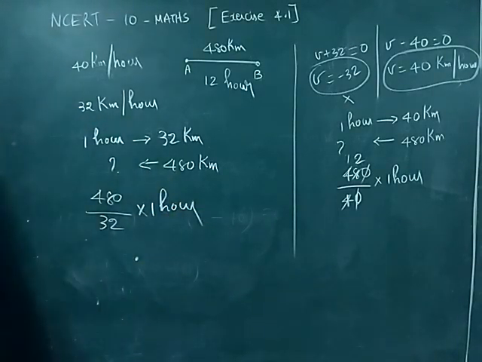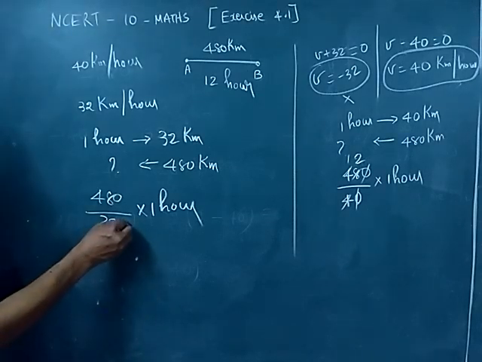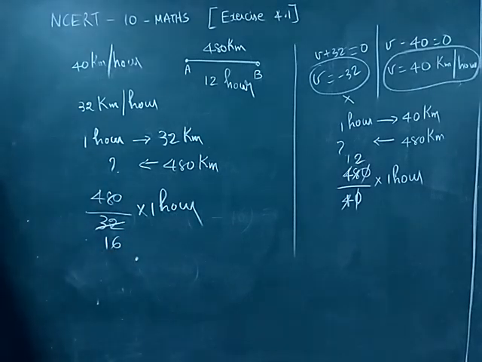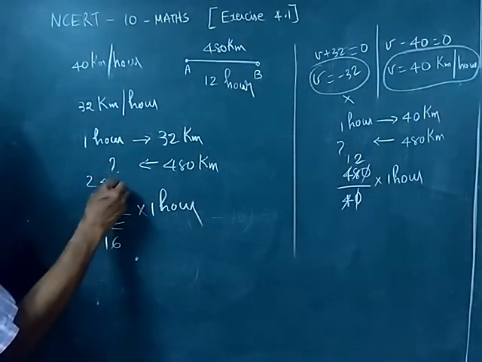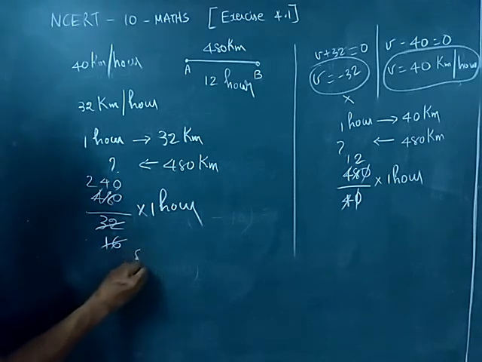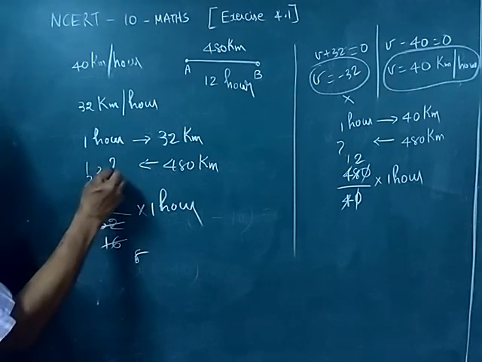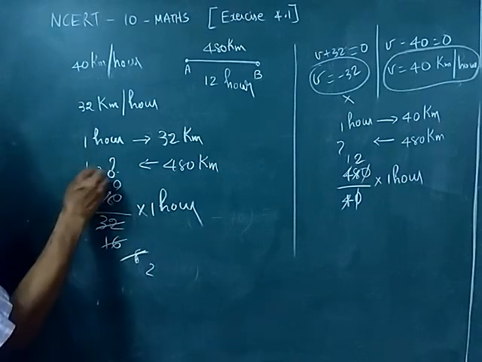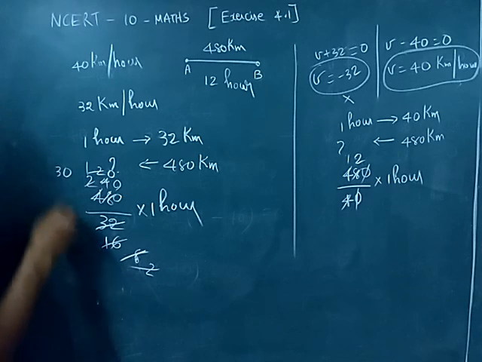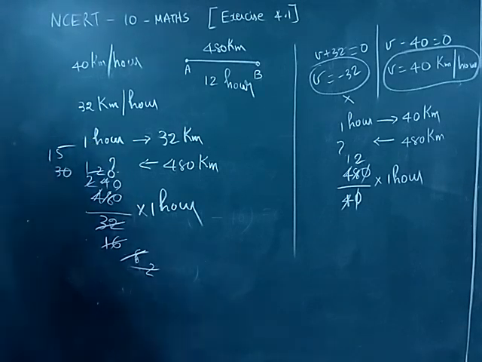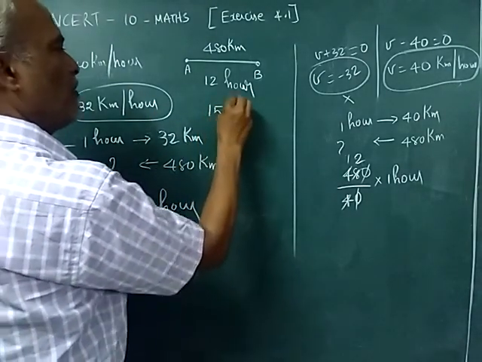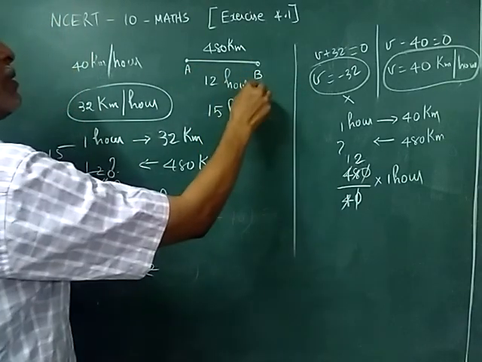Now simplifying 480 by 32, dividing by 2 and then by 2 again, we get 120 by 8, and then 30 by 2, which is 15. That means if the speed of the train is 32 km per hour, then it will take 15 hours to cover the distance of AB.